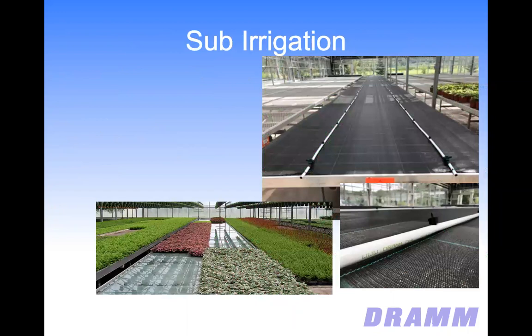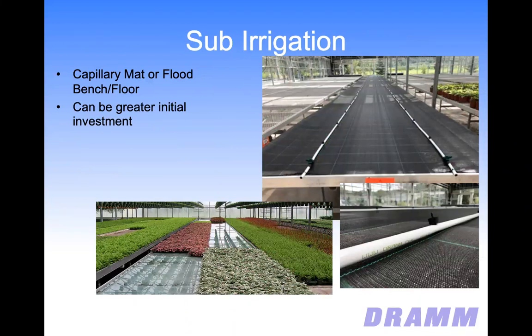Sub-irrigation is definitely a different category than the overhead that we've talked about. This can either be capillary mat or flood bench or floor. There definitely is a greater initial investment. You can water a lot with your supply of water. You're recycling that water, but design and proper setup is key to make sure that we are irrigating properly, especially with some of the flood benches and flood floors, where we want to make sure those tables are even so that those pots are being irrigated correctly.